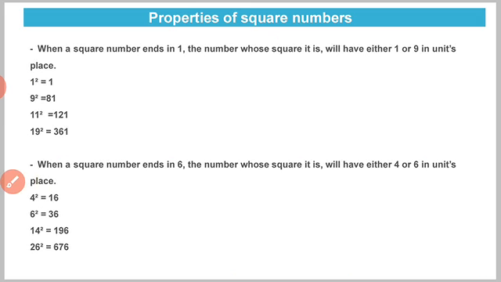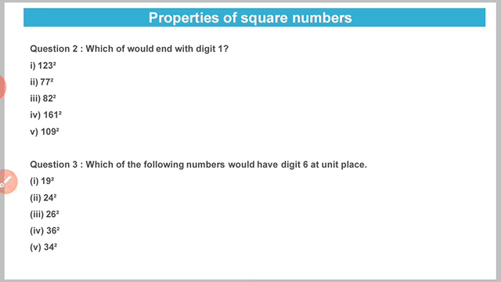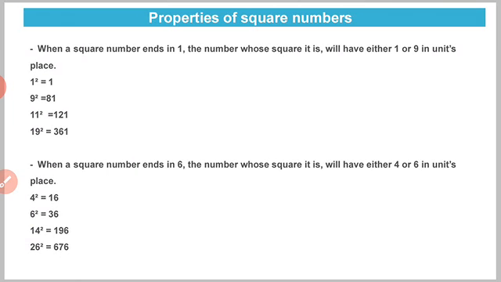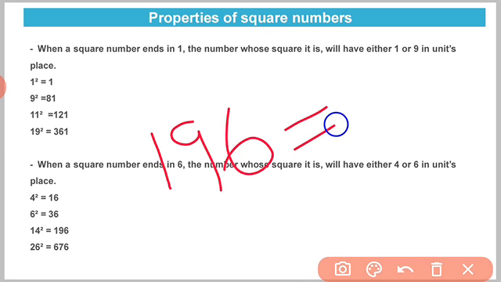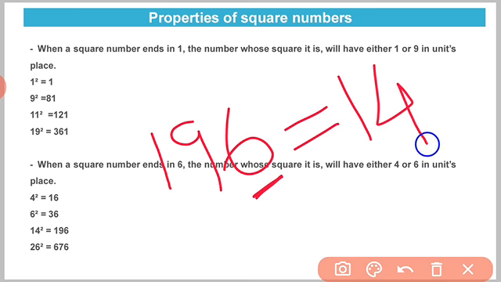Hope this property is useful for solving this particular question. Now taking the next property, when a square number ends in 6, the number whose square it is will have either 4 or 6 in units place. Means if 196 is a square number and 6 is appearing at units place, and it is a square of 14, and in 14 units place is 4.